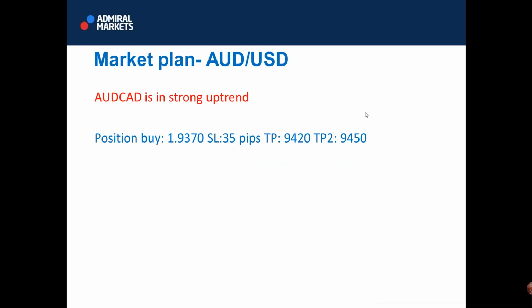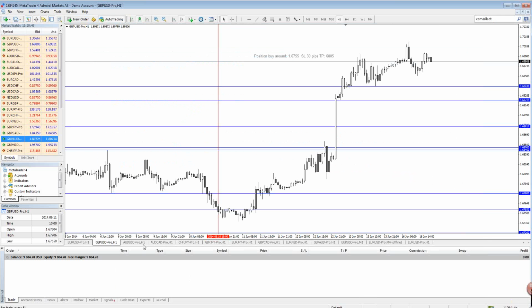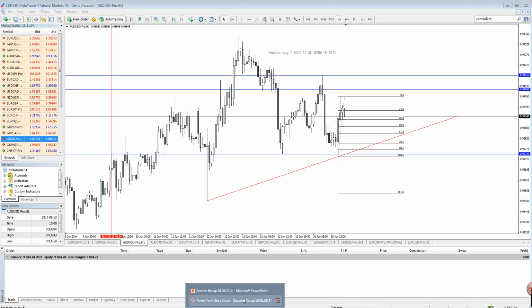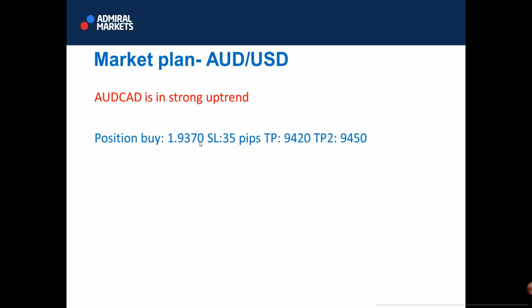Now we have another setup for Aussie. This is Aussie USD, it's in an uptrend, and the first position is to buy at 93.70. Why that level? Look at this trend line, look at this level, put your line here. It might come down maybe, but this is what I see. Somewhere around 93.70 and 75 should be and could be a buy position.